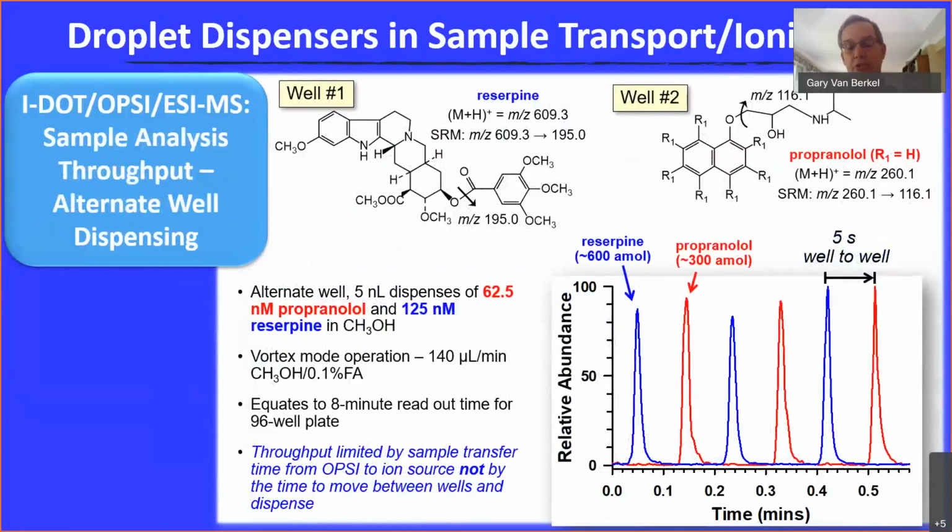This is just an example showing that you can use the system well to well. So 2 different analytes, one in well 1, one in well 2, shifting back and forth, dispensing from the separate wells. And here, showing 5 seconds well to well is easily achievable, baseline resolved. Again, about 2.5 seconds would be the type of throughput sample to sample you could achieve with the particular open port sampling interface that is used, but relatively high throughput using only nanoliter volumes of sample, great signal to noise.